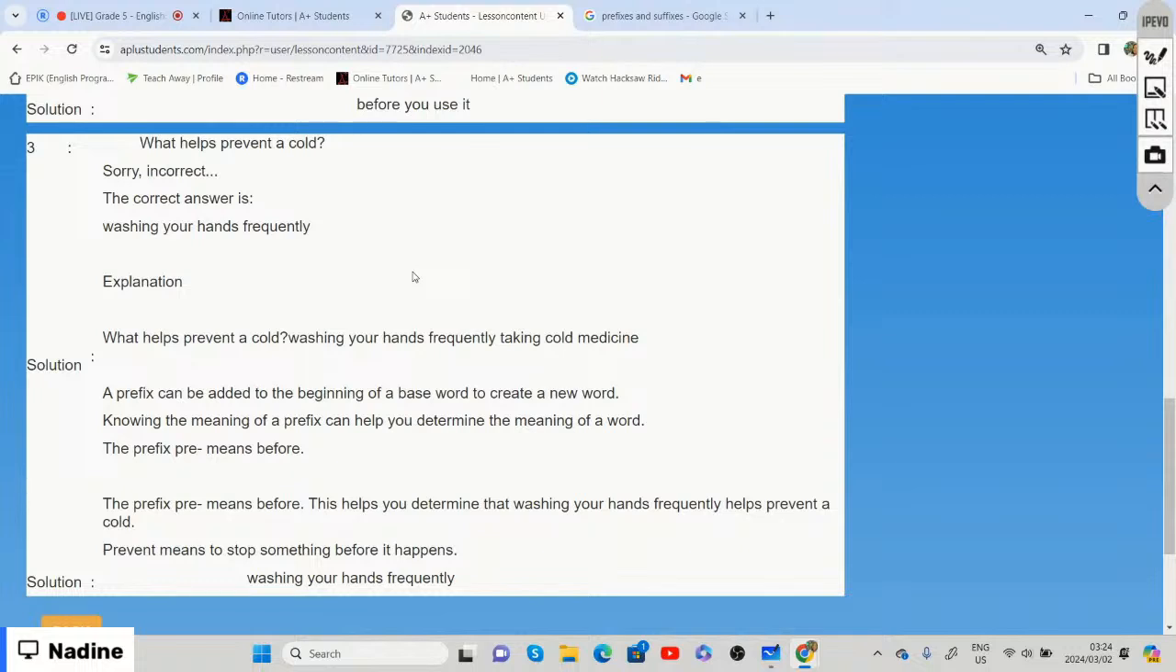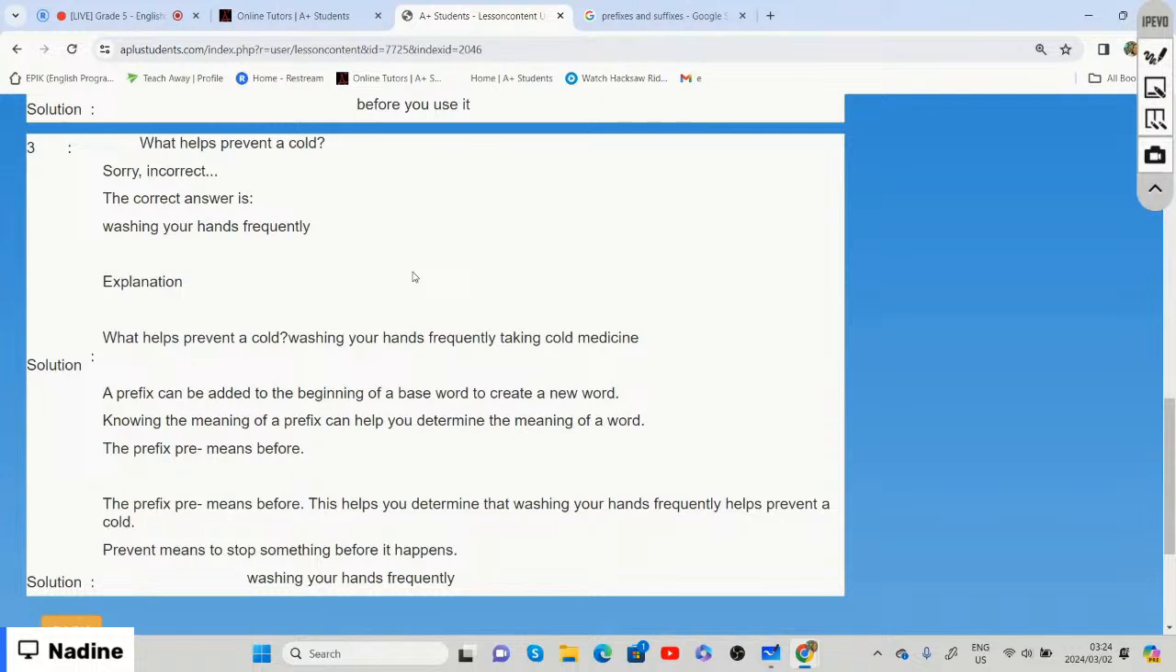All right. So we see that we can prevent from getting sick by washing our hands. Then we also have preset. It's like presetting a time. Yes. So we say pre means before.